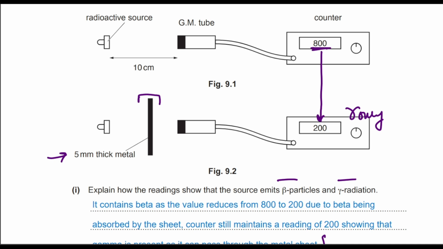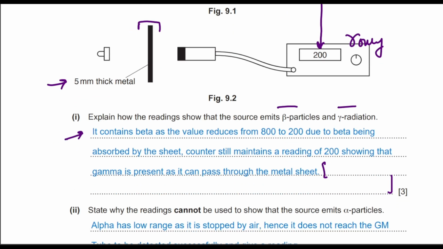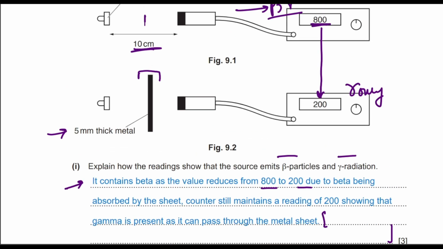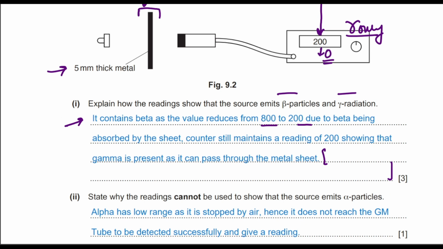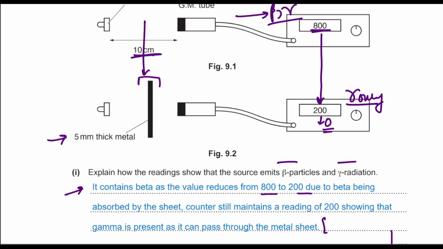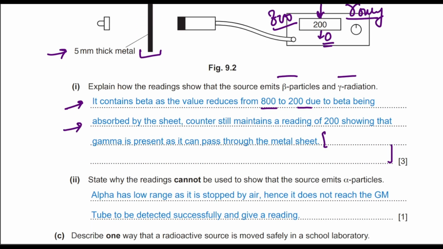And over here with 800, if you remove the lead sheet, it means that beta and gamma both are present, because generally up to 10 centimeters, alpha cannot travel. So it contains beta because the value reduces from 800 to 200, because after placing the sheet, all of the beta would have been absorbed or stopped. And if it still does not come down to zero, which means gamma is also present. So if, let's say, beta was not present, then placing this sheet would not affect the value. It would still be 800. But since placing the sheet reduces the value, it means that beta is there. So beta is absorbed by the sheet, and the counter still maintains a reading of 200, which shows that the gamma is still present.